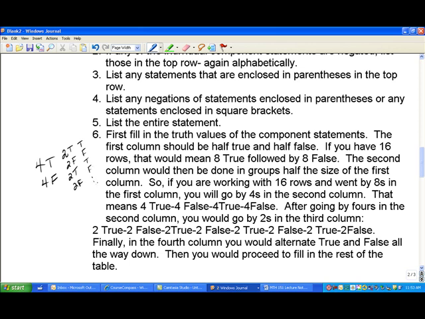If you had 16 rows, you'd have 8 true, 8 false. Then you'd go by 4s. You're going to divide in half. 4 true, 4 false. Then you're going to divide that in half. 2 true, 2 false, 2 true, 2 false, and so forth until you have all 16. And then you want to alternate true, false, all the way down again until you have 16. So that's basically how you fill in your truth values. And then you go through and complete the table.